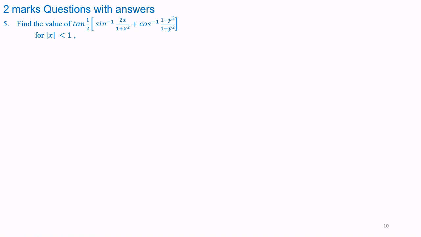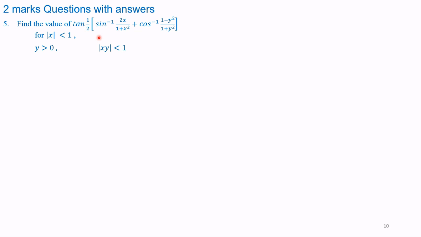Question number 5 of 2 marks, we will continue. Find the value of tan half into sine inverse of 2x by 1 plus x square plus cos inverse of 1 minus y square divided by 1 plus y square, for mod x less than 1, y greater than 0, and mod xy less than 1. So there are three conditions. One is mod x is less than 1. Second condition is y is greater than 0. And third is mod xy is less than 1. These are the three conditions.